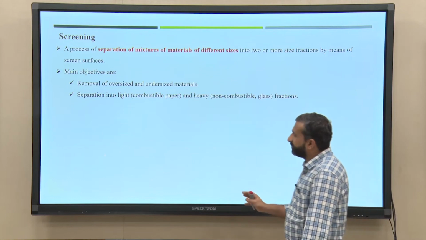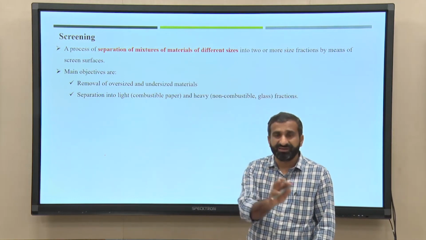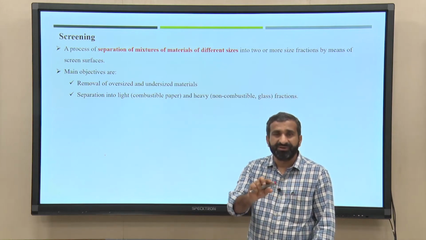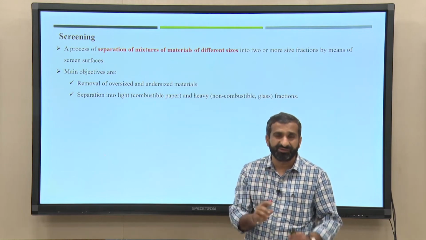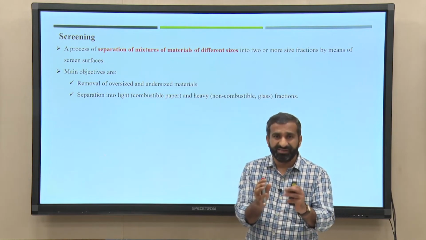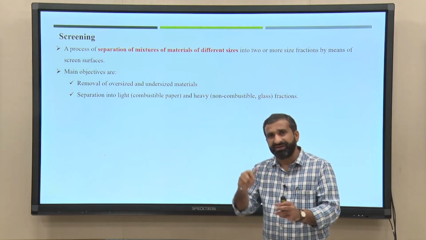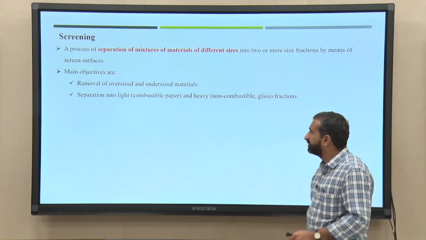And especially if you are able to segregate glass and metal from the other dry material, that is required. Why? Because both are not combustible materials. So, if you are planning for this waste to be used as fuel, because of that we need to segregate glass and metal from the mixed dry waste.